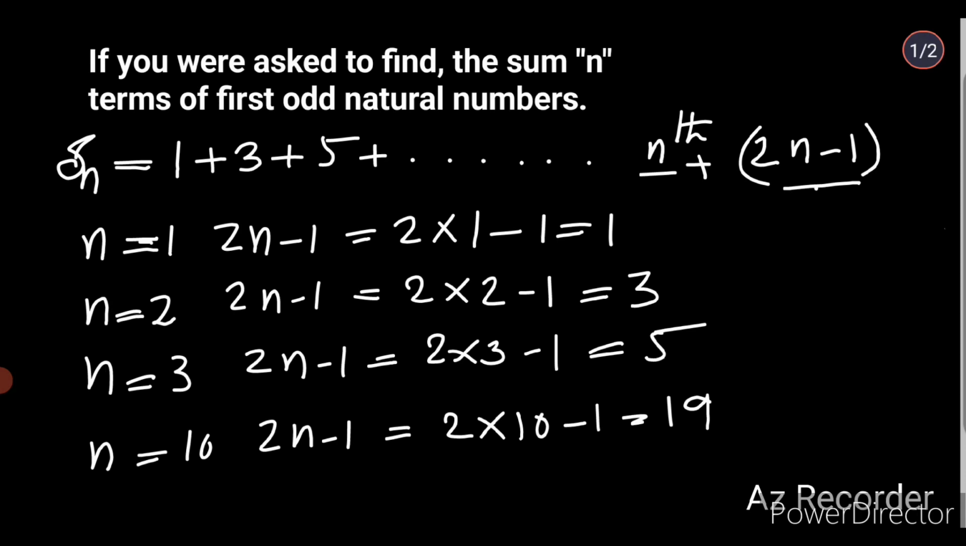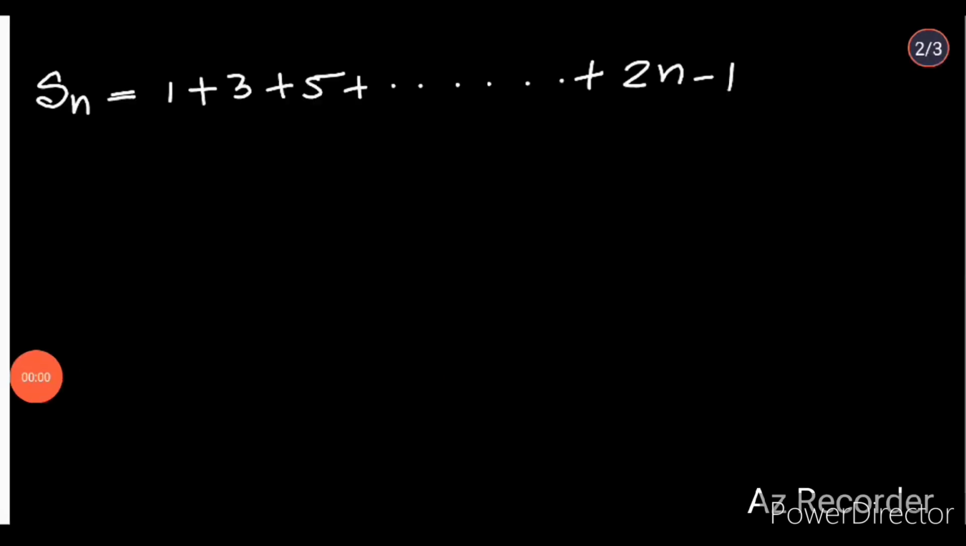The number n can be given in the question. If you are asked to find the sum of 10 odd numbers, then n will be 10. If you are asked to find 100 odd numbers, n will be 100. Whatever it may be, it will be given by the examiner. The sum of n odd natural numbers can be written as Sn is equal to 1 plus 3 plus 5 plus up to 2n minus 1. That is the nth term, the last term.